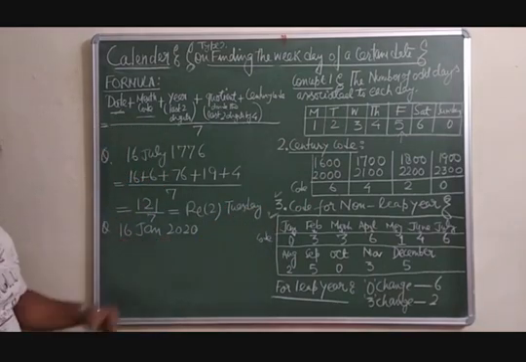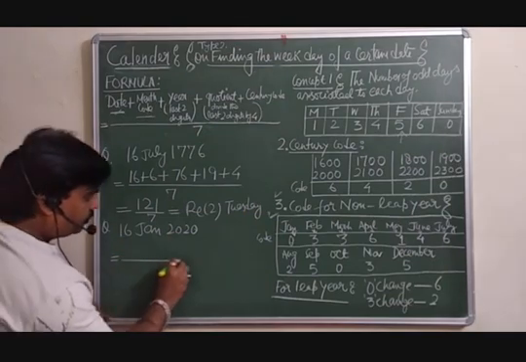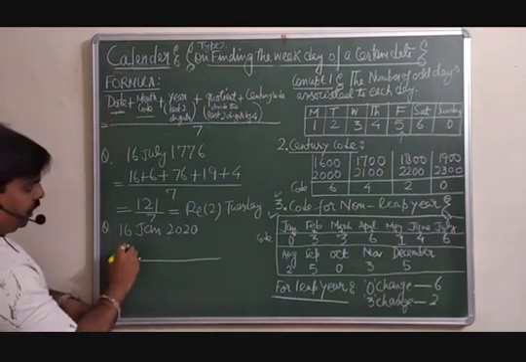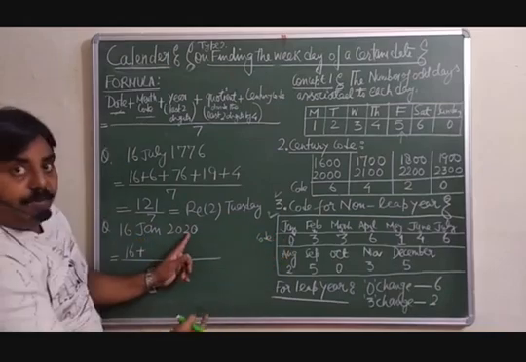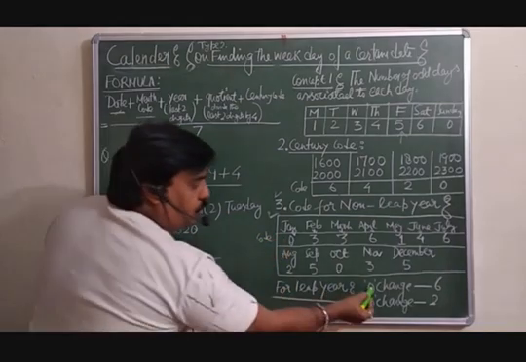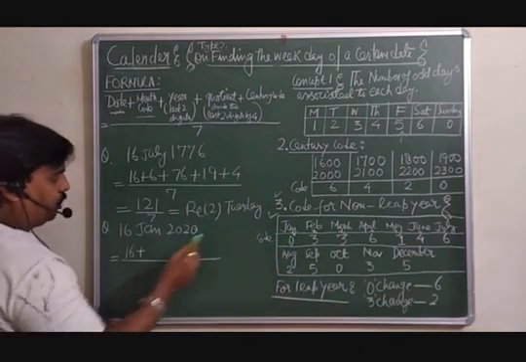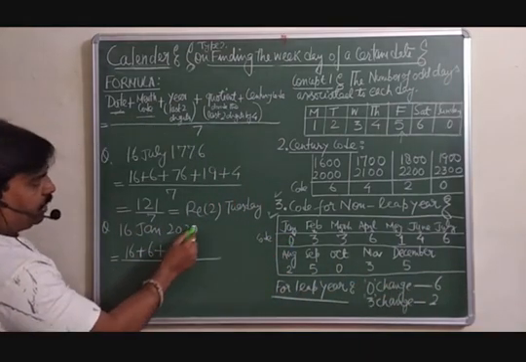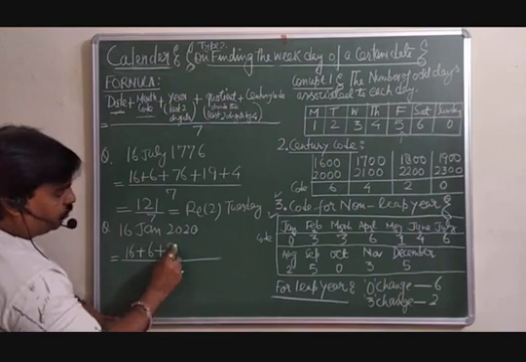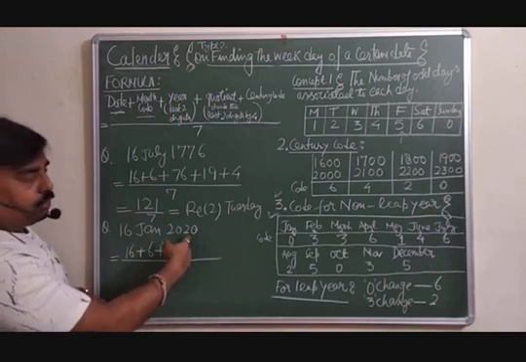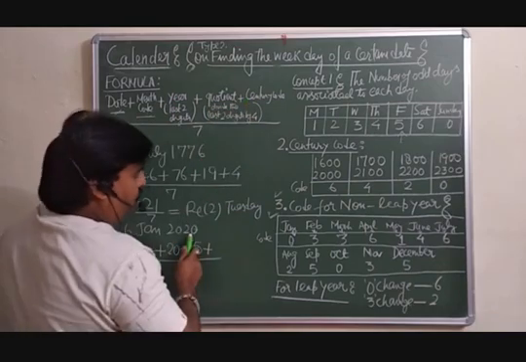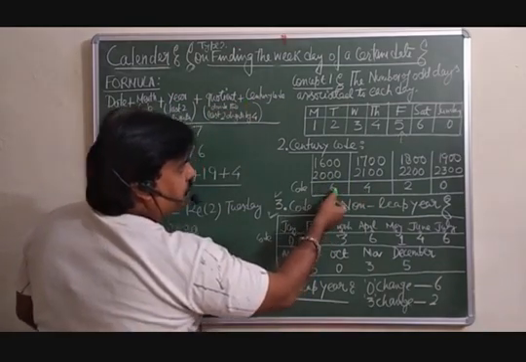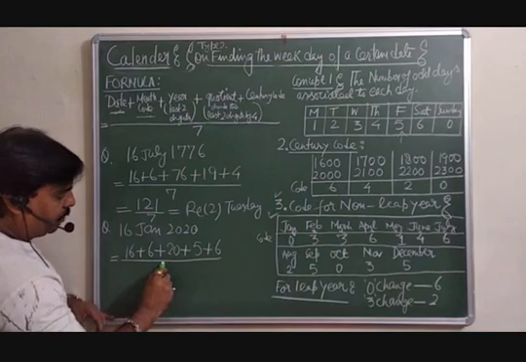But in this case, see, your date is 16, and the month code for January is 0. But because it is a leap year, 0 will change into 6. So in place of 0, we take 6. Then year's last 2 digits are 20. Divide the last 2 digits by 4, 4 fives are 20, plus century code for 2000, this one is 6, and divided by 7.